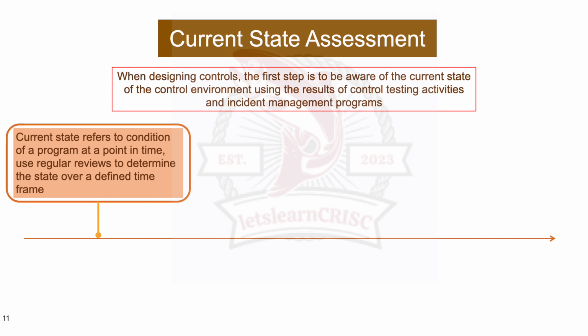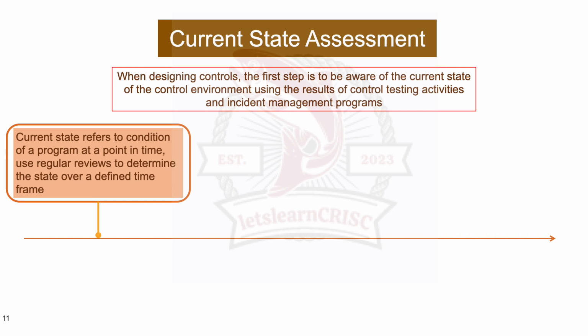Next, the current state refers to the condition of a program at a point in time. Use regular reviews to determine the state over a defined time frame. Friends, the current state assessment provides an evaluation of the condition of a program at a specific point in time, offering a snapshot of the risk landscape as it exists during the measurement. Friends, it is important to note that this assessment is inherently time-bound and should be considered accurate only at the moment when the risk state is measured, right?